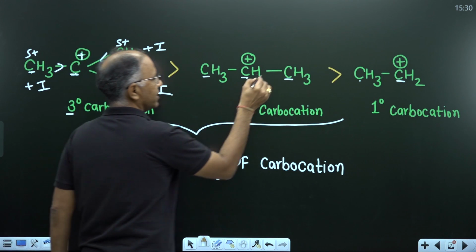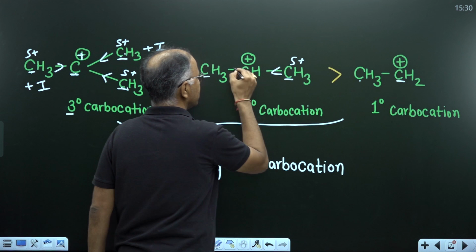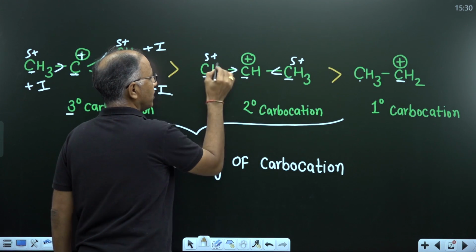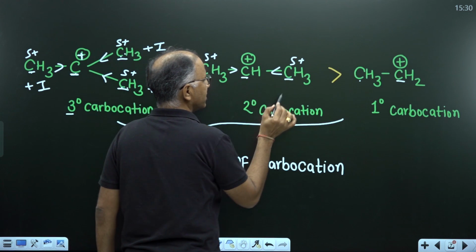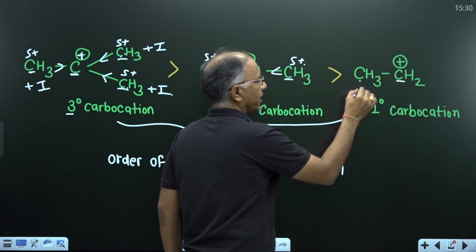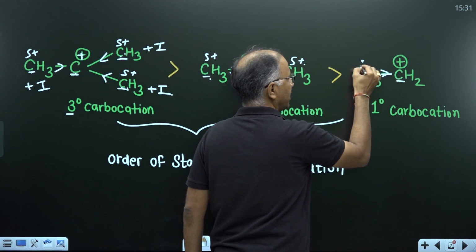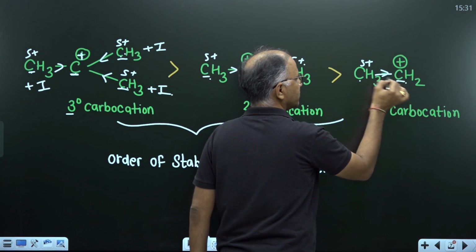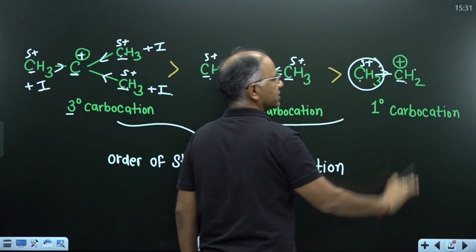Similarly, in the 2-degree cation, each carbon showing a plus I effect becomes delta plus. So apart from the positive charge on this carbon, the positive charge is dispersed onto 2 carbons. Similarly, in the 1-degree cation, the positive charge is dispersed onto 1 carbon apart from this carbon.